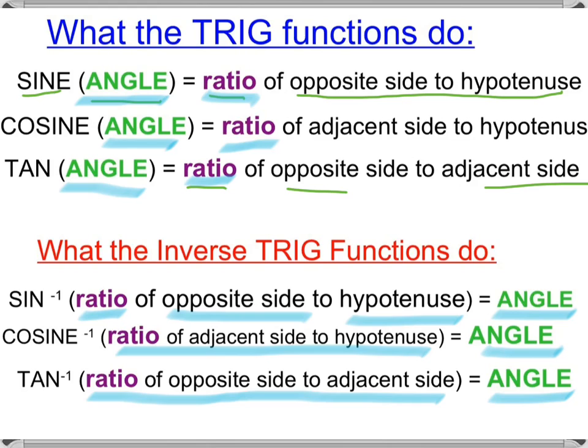Now notice that the difference between the notation for the regular tan function and the inverse tan function is this little tiny one, or negative one, that's in the exponent position. So we read this as tan inverse and sine inverse and cosine inverse, or inverse cosine. We can say it that way too.